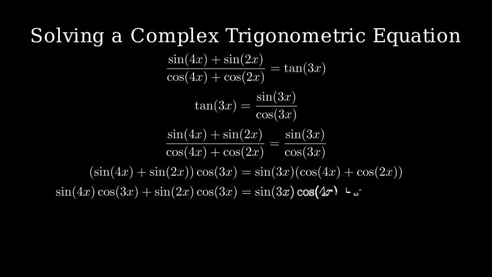On the left side, we get sine of 4x cosine of 3x plus sine of 2x cosine of 3x. On the right side, we get sine of 3x cosine of 4x plus sine of 3x cosine of 2x.